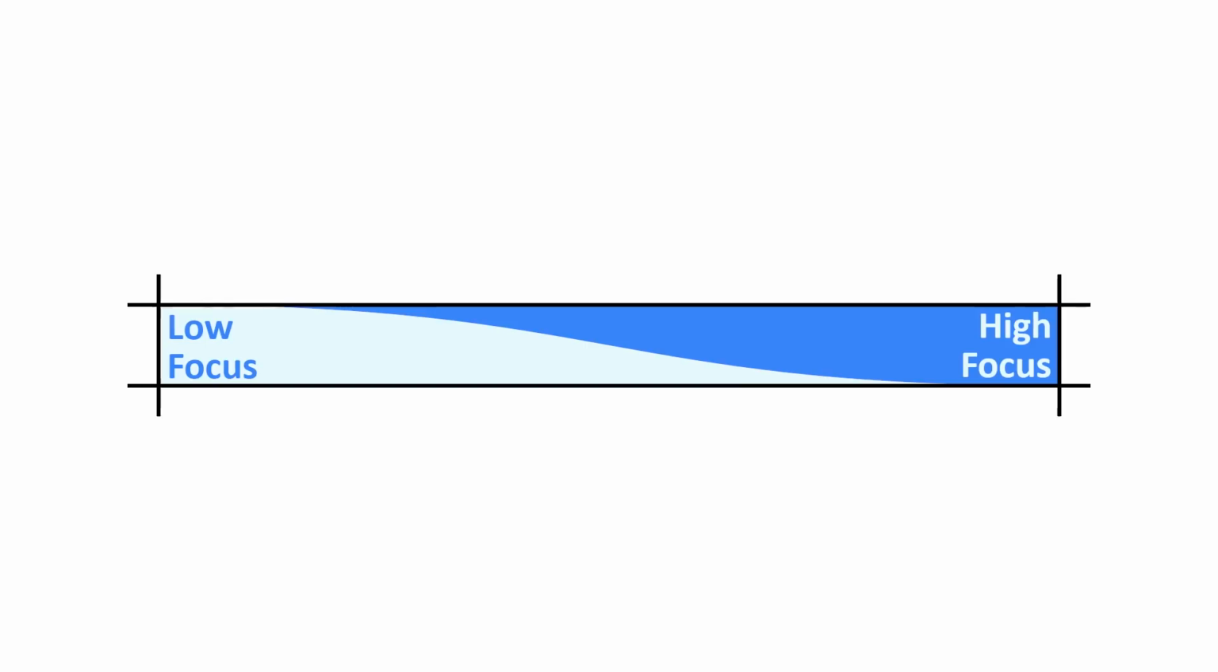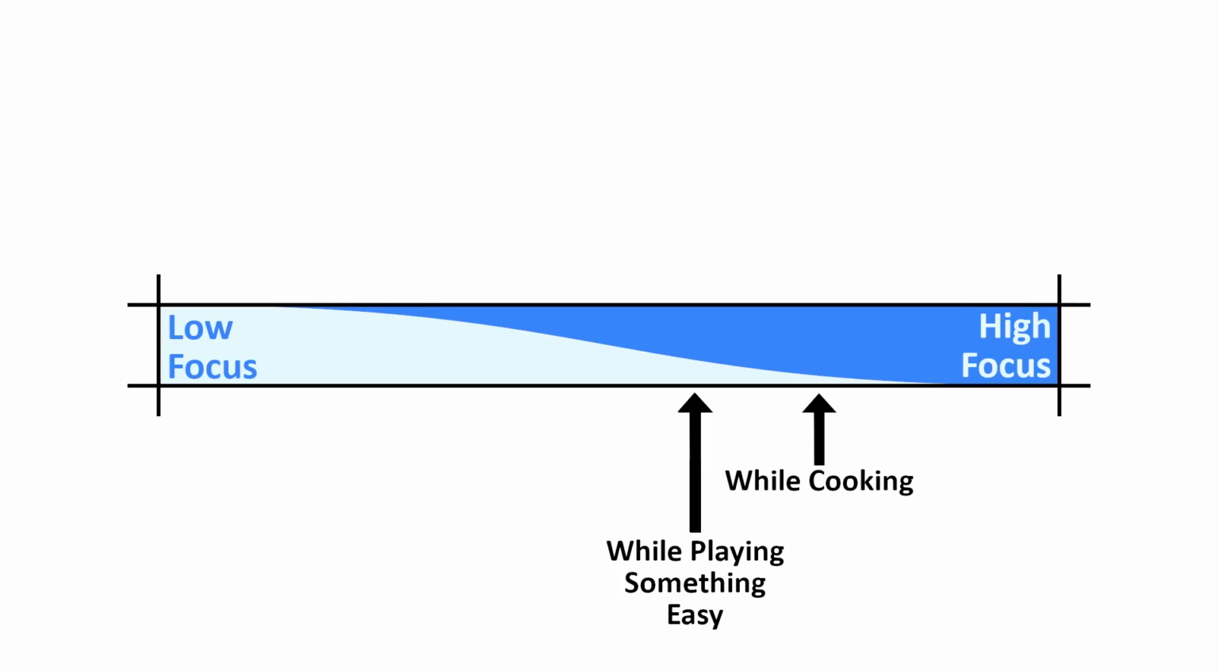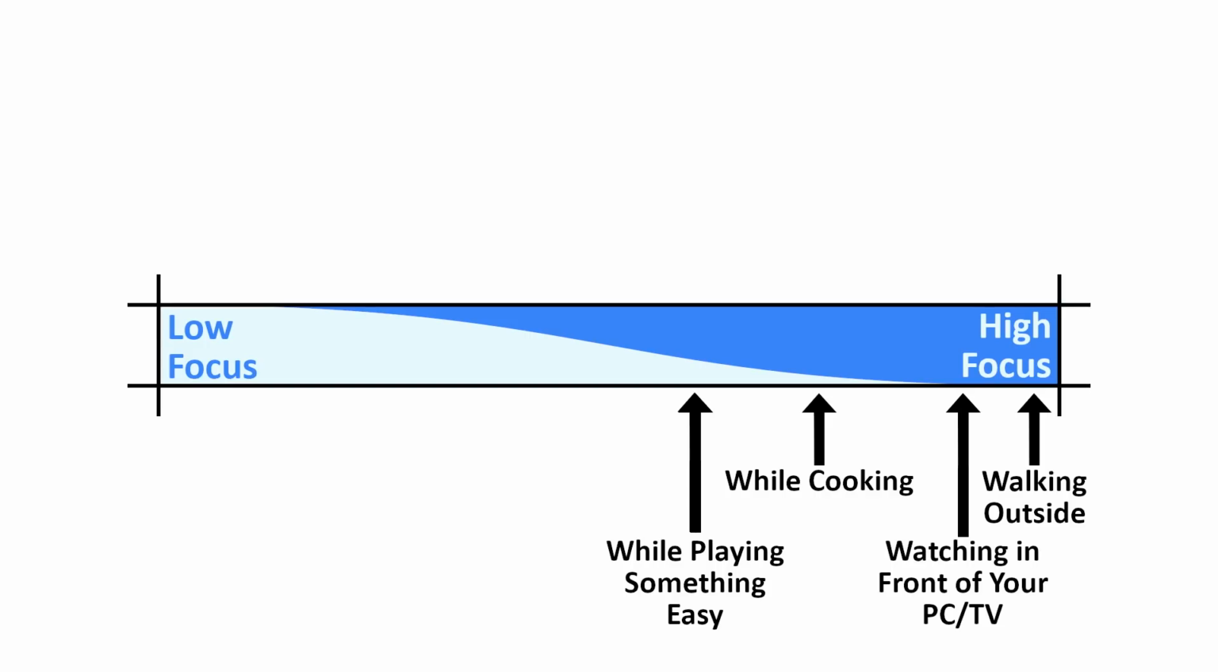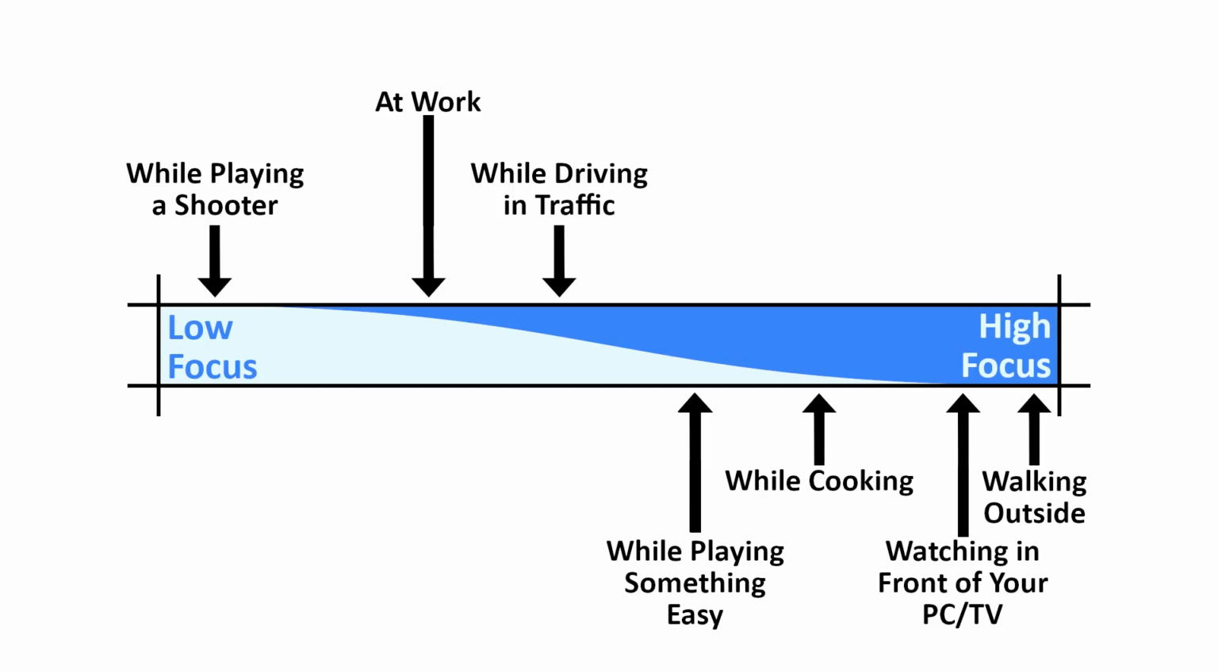All of this can be quite easily shown in a nice little graph. Rather than having the division between active and passive, all listening you do falls somewhere on this continuum. Some examples of high focus input could be while doing something mindless in a video game, while cooking, while sitting in front of your PC or TV and watching, or while walking outside. Some examples of low focus input could be while driving in traffic, at work, or while playing an FPS game.